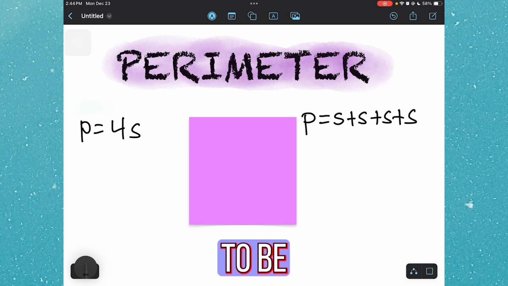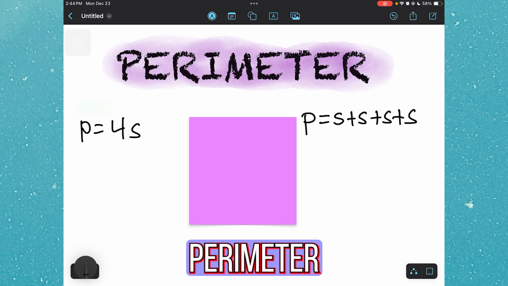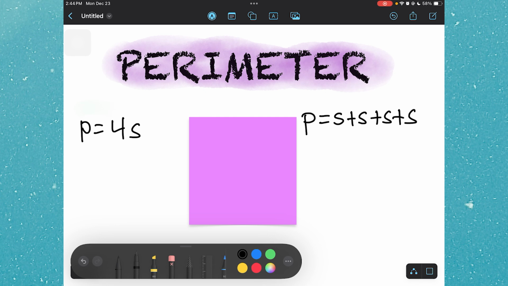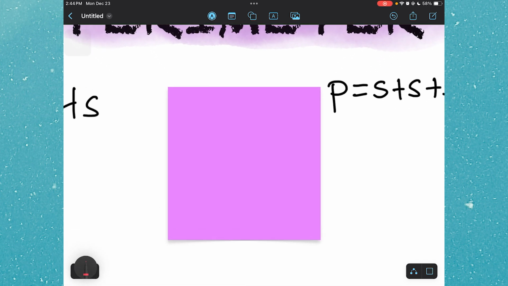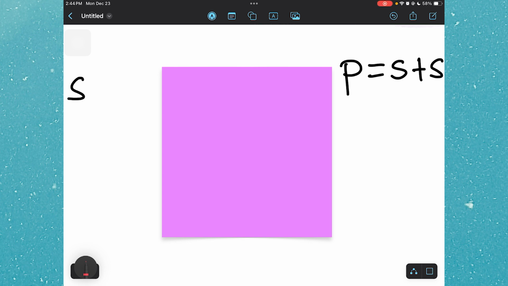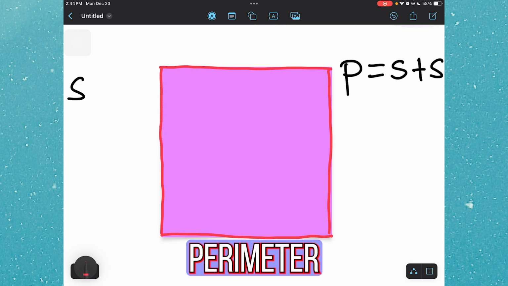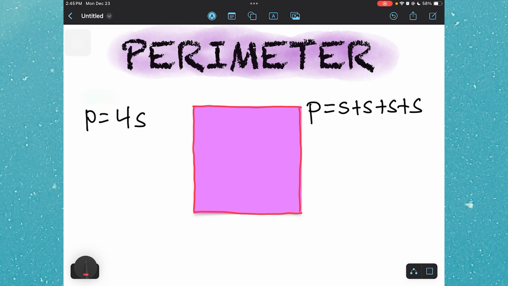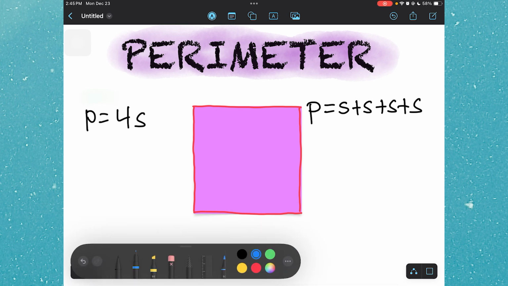Today we're going to be learning how to find the perimeter of a square. Now, before we do so, we need to figure out exactly what perimeter is. Perimeter is very simple. All it is is the distance around a shape. So it doesn't matter if it's a square, a rectangle, a triangle, an octagon. Perimeter is always the distance around a shape. Today we're going to be finding the perimeter of a square.